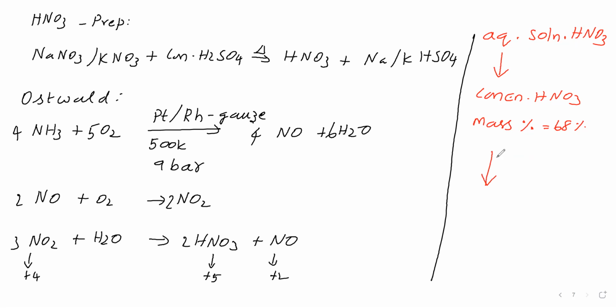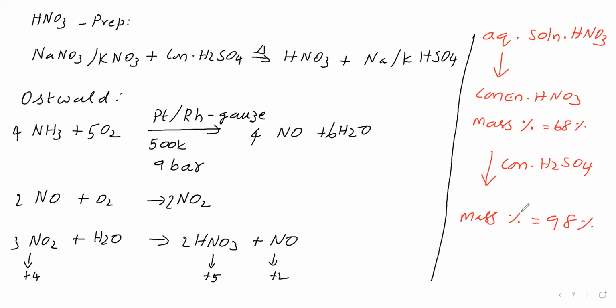Then if you want to remove still more water and get a higher mass percentage, take this nitric acid and treat it with concentrated sulfuric acid. Concentrated sulfuric acid takes water molecules from here, therefore the concentration of nitric acid is raised still further. Now the mass percentage becomes 98%. Concentrated sulfuric acid is a good dehydrating agent. It has high affinity with water, therefore it takes water molecules from here, and the mass percentage of nitric acid increases to 98%.